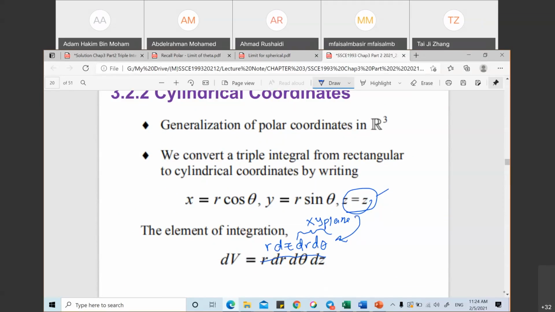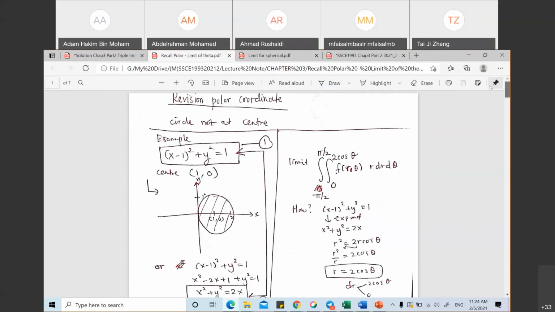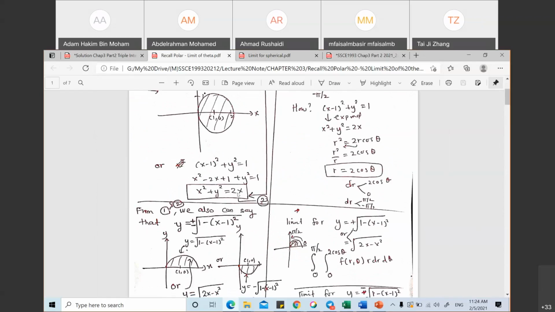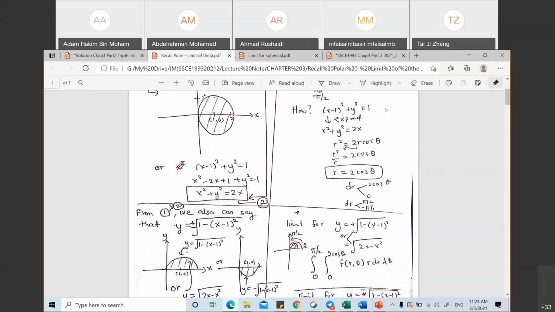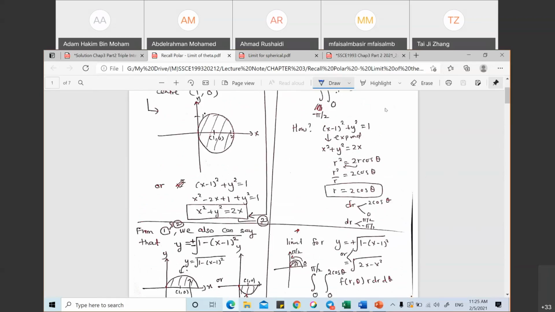Remember, like your polar. So recall back the polar. If you see this, if this is the region, your r is 0 to something here. So it must be in theta form, which is r squared equals 2r cos theta, and your r is 2 cos theta. Okay, your r is from 0 to 2 cos theta.